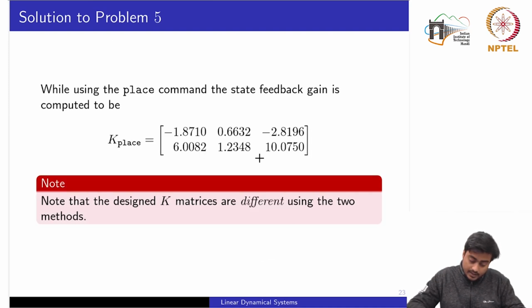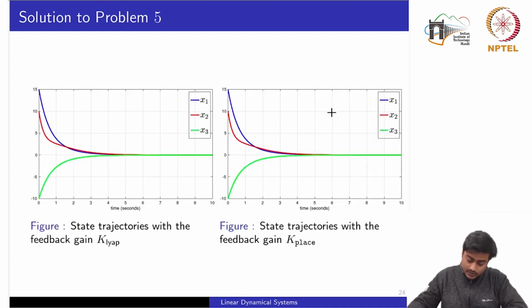That both the design K matrices are different. Now, it could be verified that if we use either of the state feedback gain matrices, the eigenvalues would definitely be placed at the same location, -1, -2 and -3. So let's see the response of the system by putting these two different state feedbacks in.